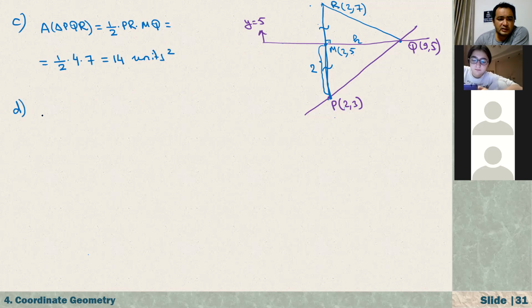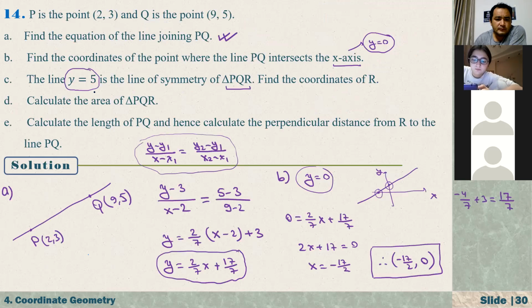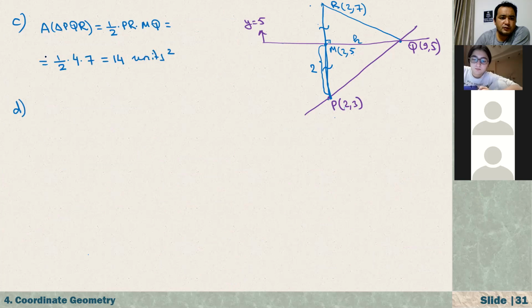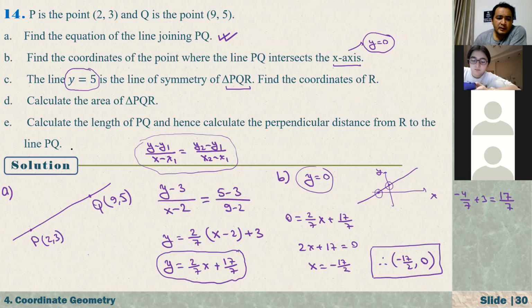And how about question D? Well, actually, that's question D. This one is question D. This one is question C. This one is question D. Now we have question E. Okay. How about question E?